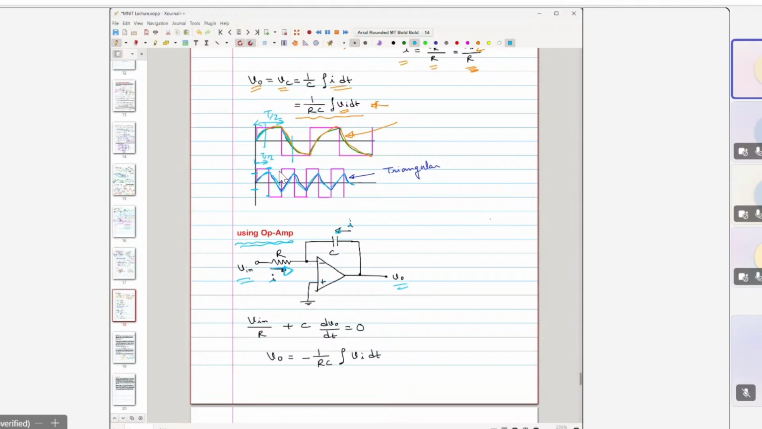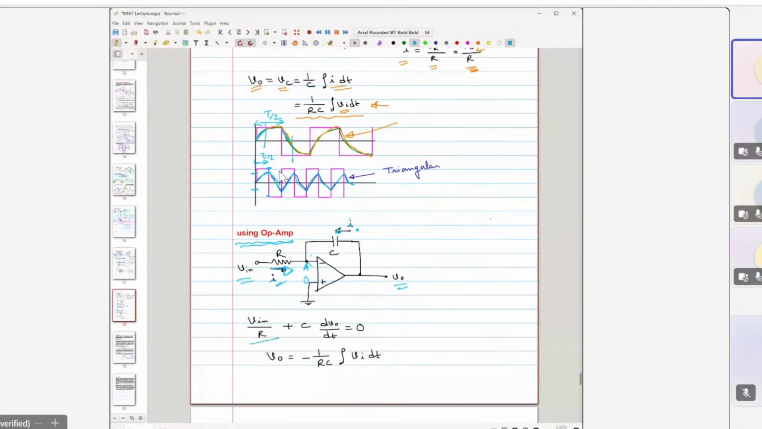And you know, for an ideal op-amp, no current flows inside, so this current has to be the same current. Then again, this is ground, the virtual ground concept, so this point is also virtually grounded. Then what is the current flowing through this R? It is basically (V in minus 0) by R.